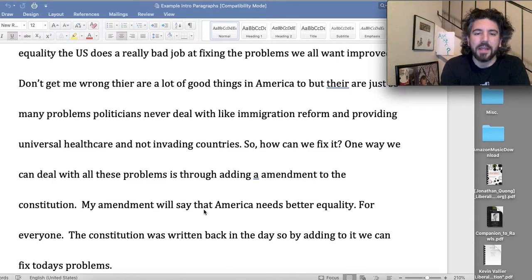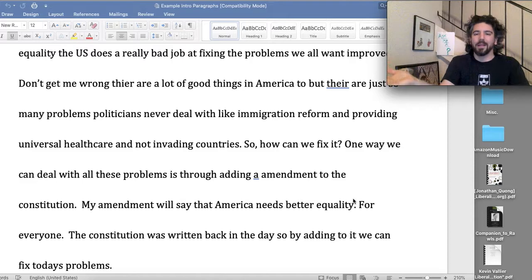My amendment will say that America needs better equality. Again, it's so vague. What does that mean? Like we all need to be the same height, the same weight? You all might use words like freedom, democracy, and equality as if I know what you're talking about, but I don't. This person, which is me, has written that we need more equality, like more money equality. What does that mean? Don't be romantic. Don't assume I know what you're talking about.